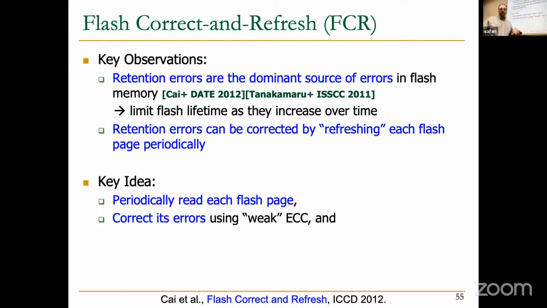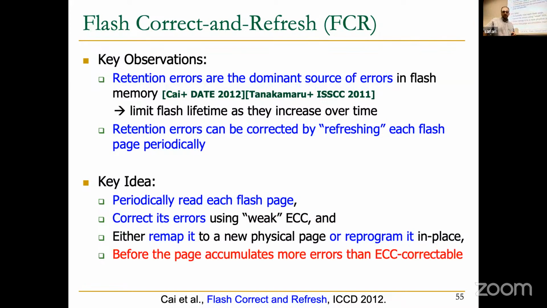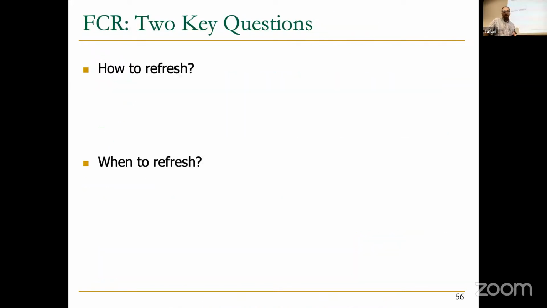So you can correct its errors using weak ECC and then either remap it to a new physical page or reprogram it in place, before the page accumulates more errors than the ECC correctable threshold. We can also have some optimizations by adapting the refresh rate to endured PE cycles. Depending on the number of PE cycles, you can adapt your refresh frequency.